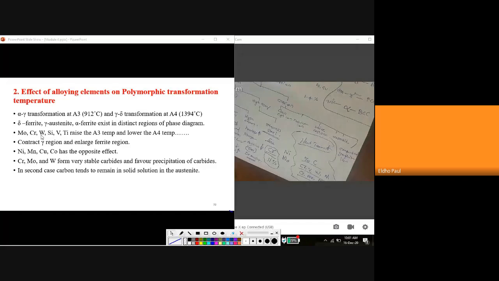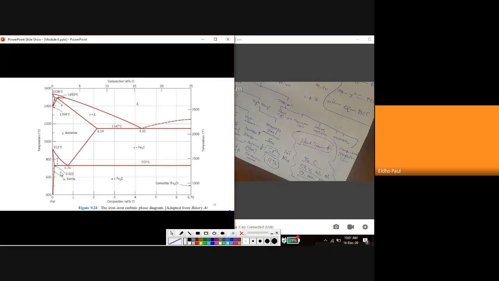What happened to the gamma region? If this A3 line is shifted up and the A4 line is lowered, what happened? The region of austenite is reduced or contracted, because this line is shifted to the top and this line is shifted to the bottom. So this area becomes contracted. That is the effect of adding this type of alloy elements.